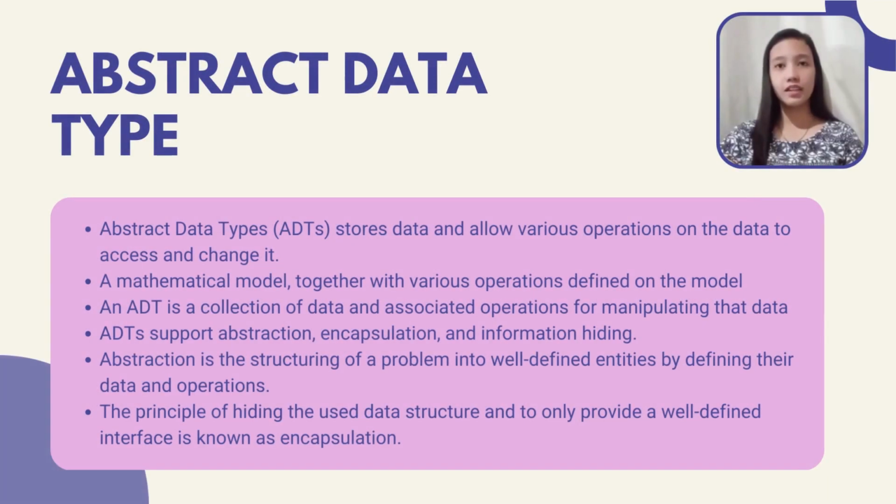Next is abstract data type. Abstract data types, or ADTs, store data and allow various operations on the data to access and change it. It is a mathematical model together with various operations defined on the model. An ADT is a collection of data and associated operations for manipulating that data. ADT supports abstraction, encapsulation, and information hiding.